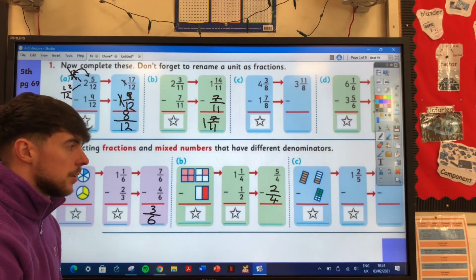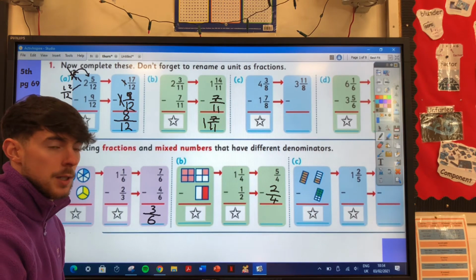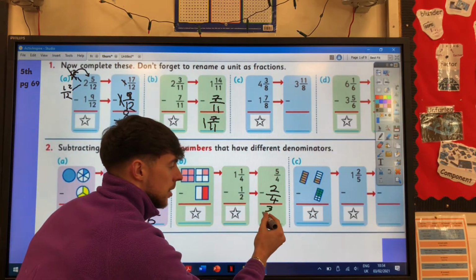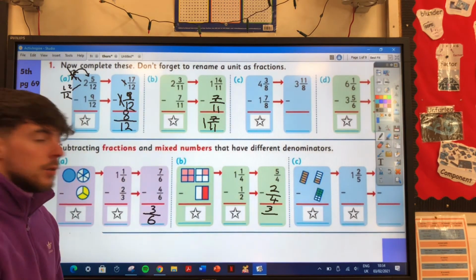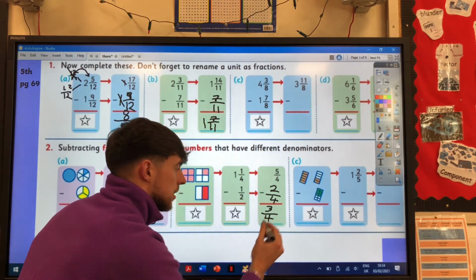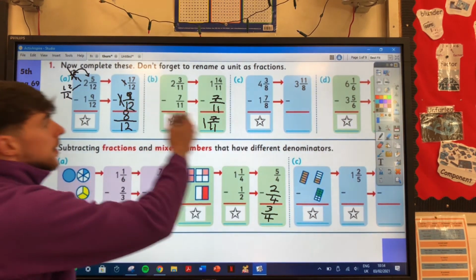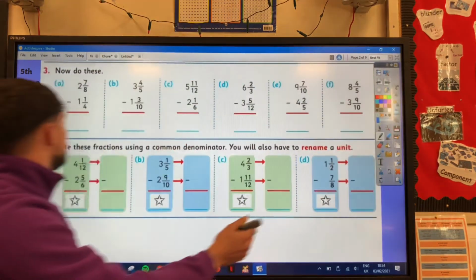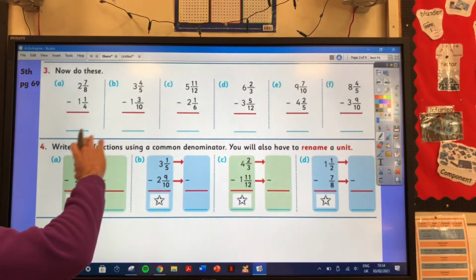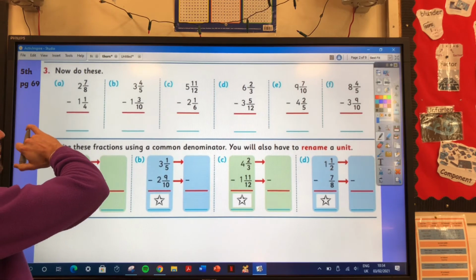Okay? And now we have to take away 2/4 from 5/4. So what's 5 minus 2? 3, isn't it? Does the bottom change? No. The bottom doesn't change because we're still looking for fractions of something. Right? So do those as well. And then we have one more question. Sorry, 2 more questions.